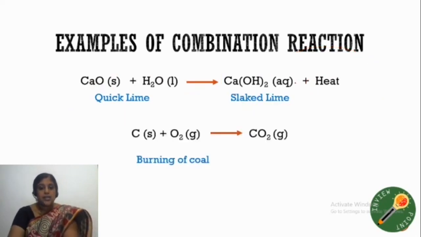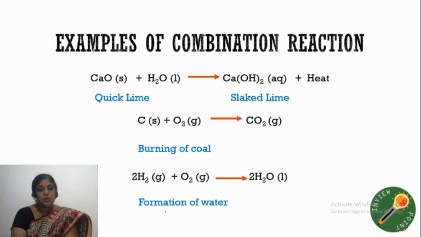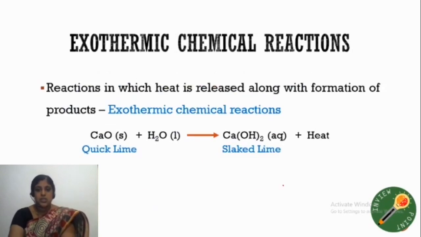Another example is burning of coal. Coal is basically carbon, right? So carbon reacts with oxygen while burning to form carbon dioxide gas. Only a single product is formed, so this is a combination reaction. Then another is formation of water. Hydrogen and oxygen react to form water. So this is also an example of a combination reaction.